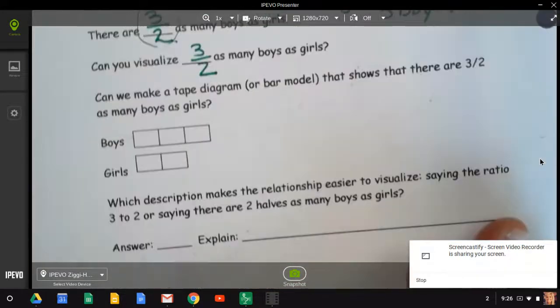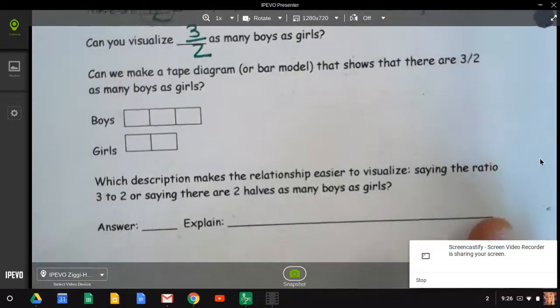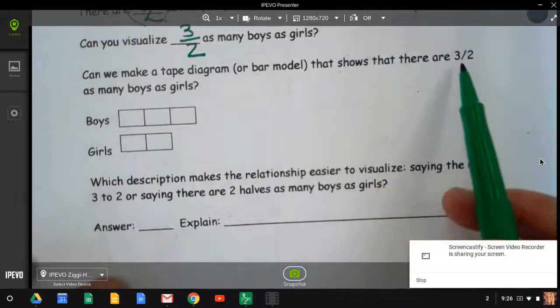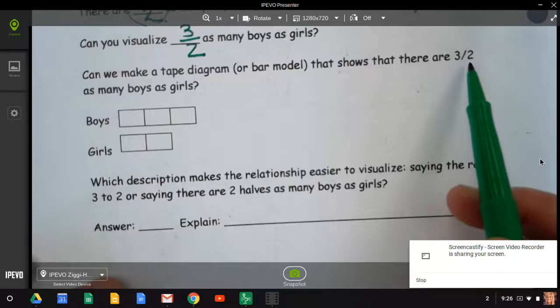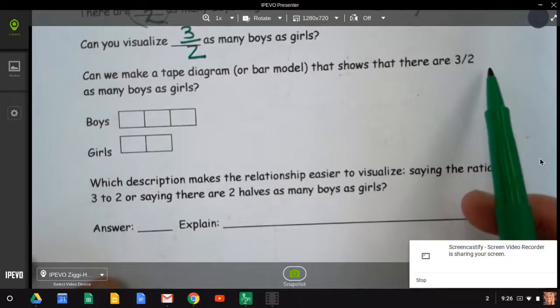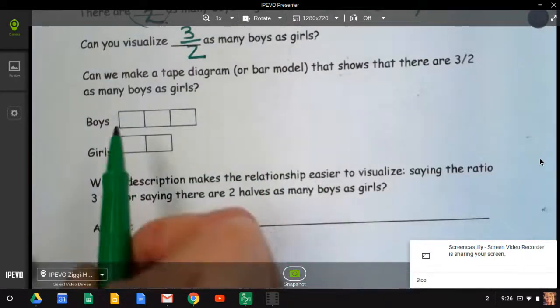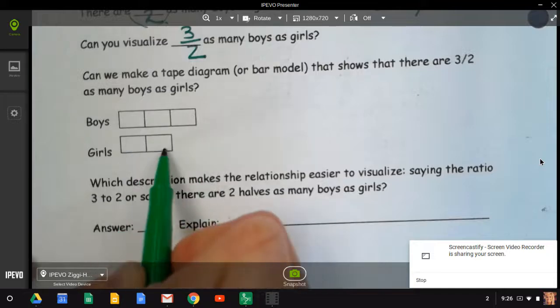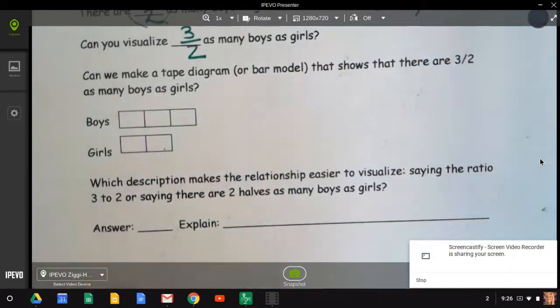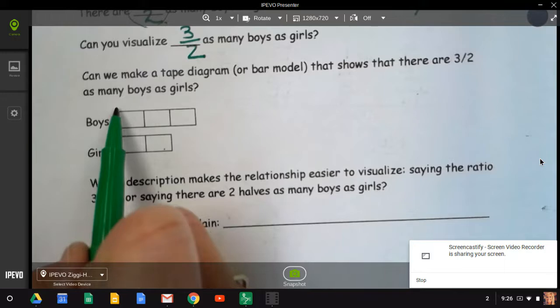So we can make what's called a tape diagram, or a bar model, that shows there are 3 halves. You can read that as 3 halves or 3 over 2, as many boys as girls. Here's your 3. Here's your 2. Okay. Now, we have a total of 5.